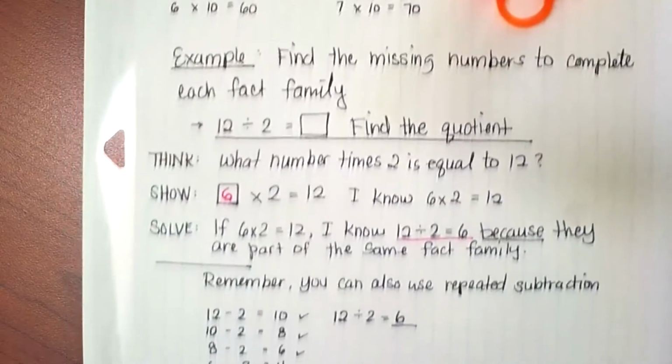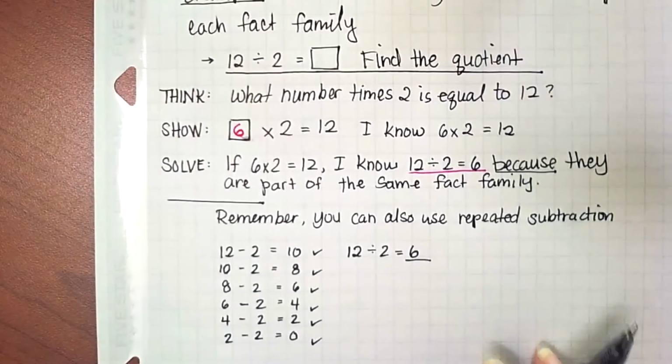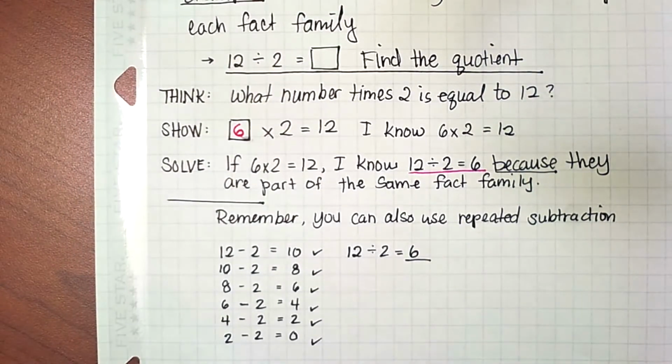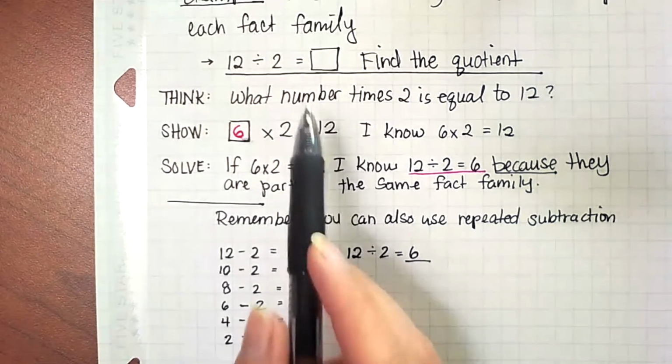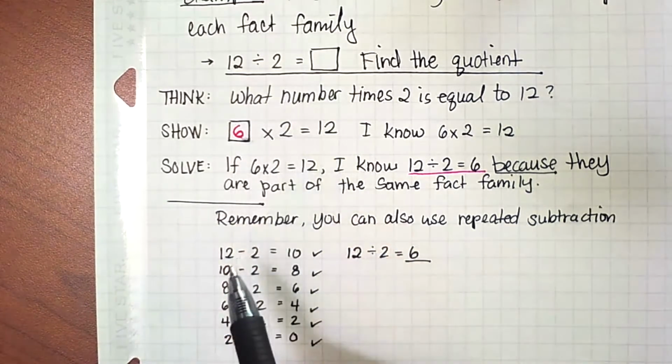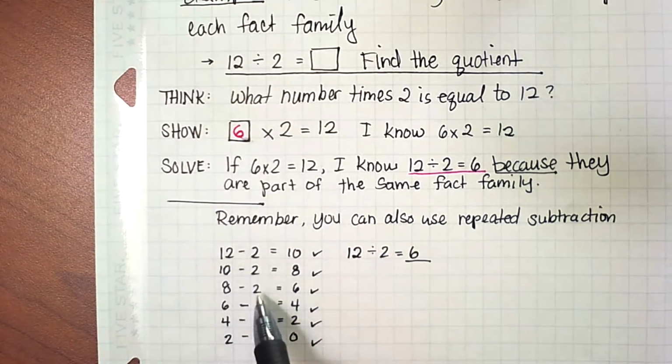Now remember, if you're not sure, use repeated subtraction to help you solve. So over here, I used repeated subtraction to figure out what 12 divided by 2 is equal to. So I did 12 and I took out groups of 2 as many times as I could.